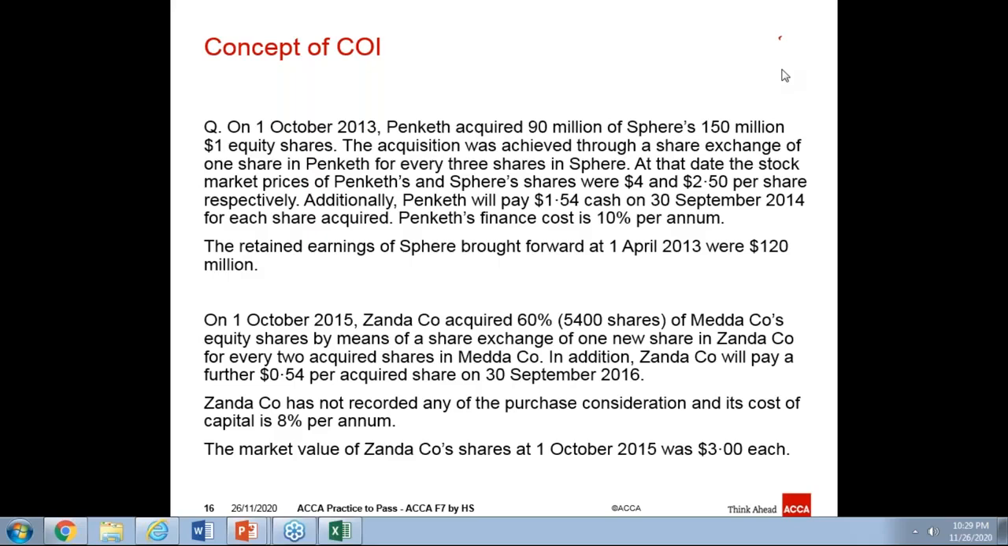So we have attempted this question, acquire 90,000 shares. Have you guys solved this question? Zenda company acquired 60% shares of Meta. So if you have calculated the value of the cost of investment, please write yes in the chat box. Cost of investment is 6,400. Cost of investment is 10,800. Different 8,100.